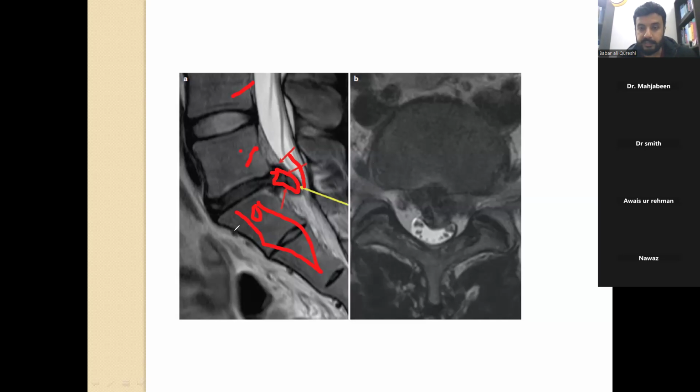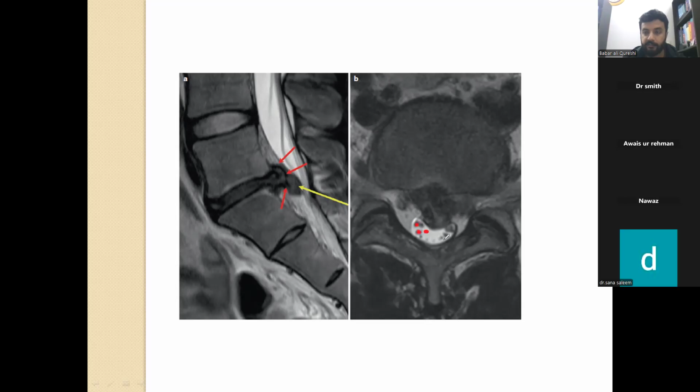To comment on the disc, we always want to see the axial cuts. In the axial cuts, we can comment on how much the canal is being compromised. In the next picture, we can clearly see that this is the canal, this is the theca, these are the different nerve roots, and here we can see the protruded part of the disc that has compressed multiple nerve roots. It has compressed more over the left side than the right, but somehow it is a central and paracentral disc.